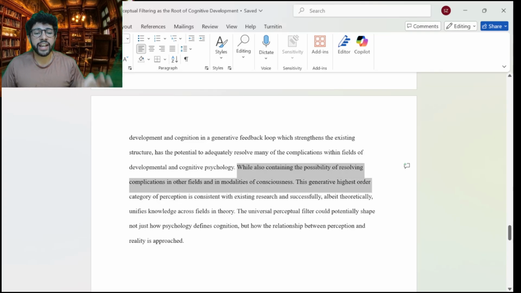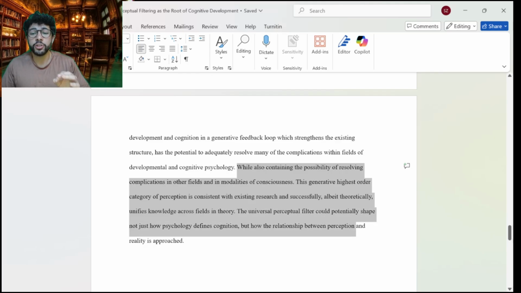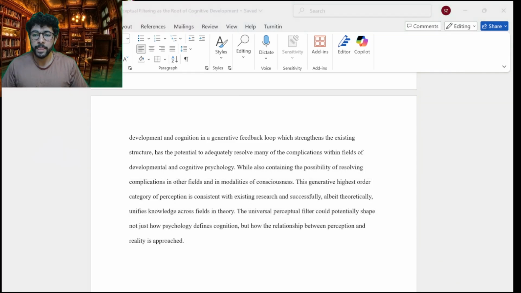This generative highest order category of perception is consistent with existing research and successfully, albeit theoretically, unifies knowledge across fields in theory. The universal perceptual filter could potentially shape not just how psychology defines cognition, but how the relationship between perception and reality is approached. Okay? So there we go.